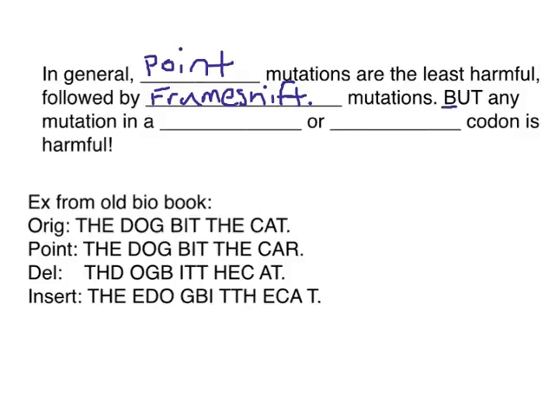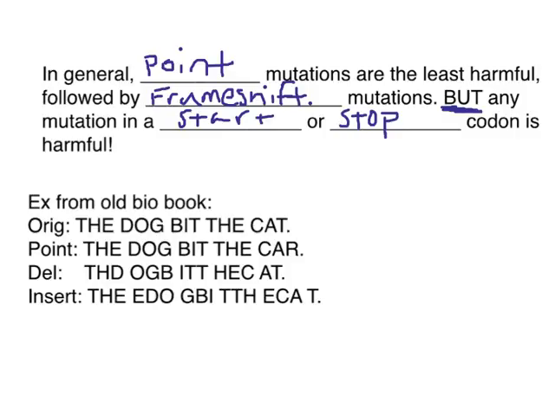There is one little statement, though, that we have to add to that, because any mutation in one of two codons that are special is going to be harmful. And the two special codons are the start and the stop codon. So any mutation in a start or a stop codon is going to be harmful, because if you mess up a start codon, you don't get to start. If you mess up the stop codon, you're going to get a much longer protein than you anticipated. And that's mutation. There's really not that much to it.